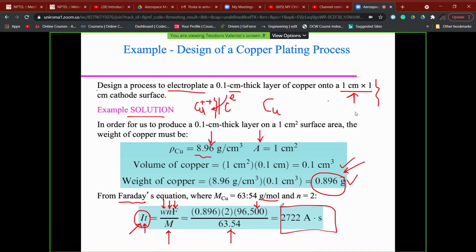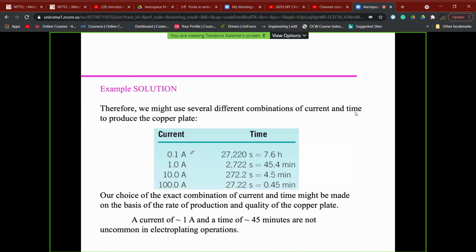This is not a closed solution, but having these figures, we can say, for example, if we are going to use a 0.1 ampere current, we need, let's convert in hours, for example, but obviously beginning from seconds, around 7.6 hours to get that result. If we use 1 ampere as current, we need more or less 45 minutes.